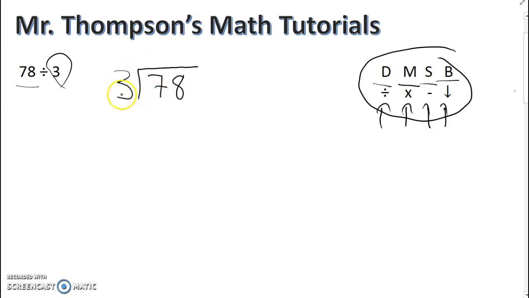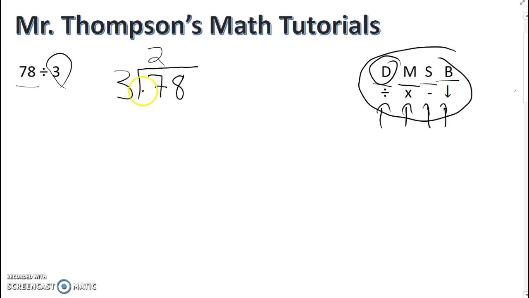But this algorithm is efficient because you're not dividing by the number of 3's in 70. You're really looking at that 7. So I ask myself how many 3's are in 7. And the answer is there are 2. That's my divide. That's my D.